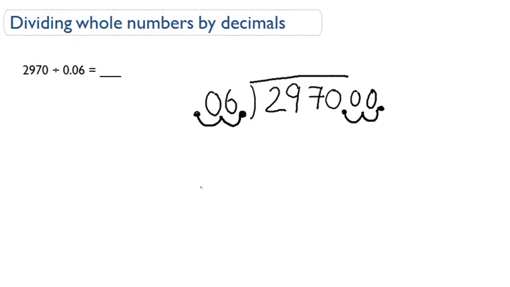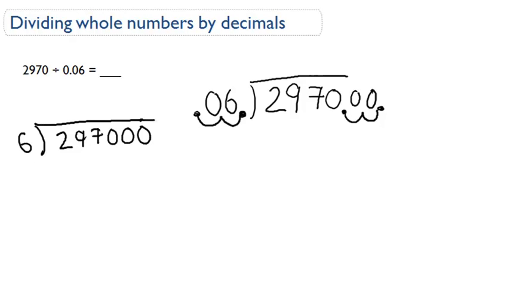Okay, so to rewrite this, I'm going to write it over here, 6, and that goes into 297,000. Okay, now we're going to do our normal division. Okay, and remember, the decimal place is at the very end here.